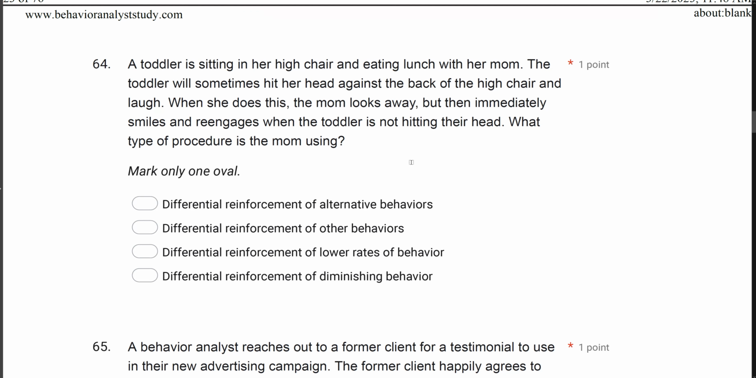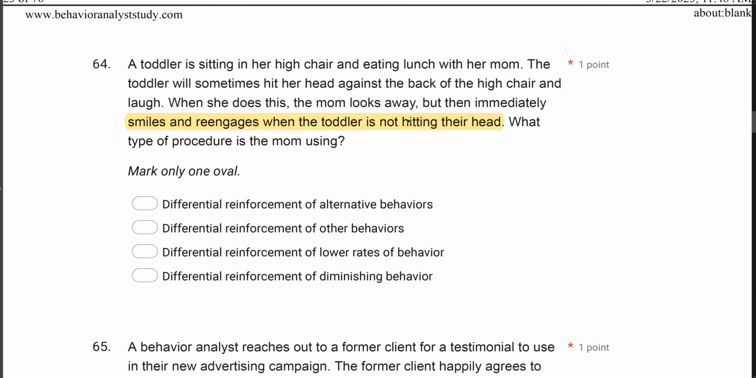So we know it's a differential reinforcement question, because a target behavior is on extinction, and then we're reinforcing other things. And one of the keys is we're not reinforcing anything specifically, meaning we're not teaching a replacement here. We're reinforcing in the absence of a behavior, right? The mom looks away when she's hitting her head, but smiles and re-engages when the toddler is not hitting their head. So in the absence of hitting the head, the mom is delivering reinforcement.